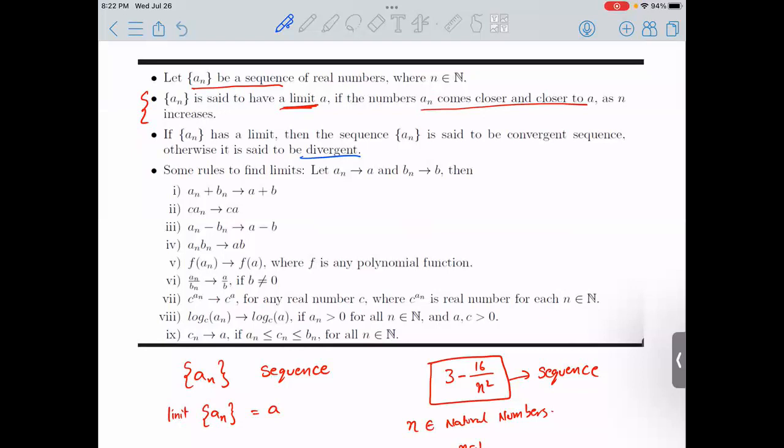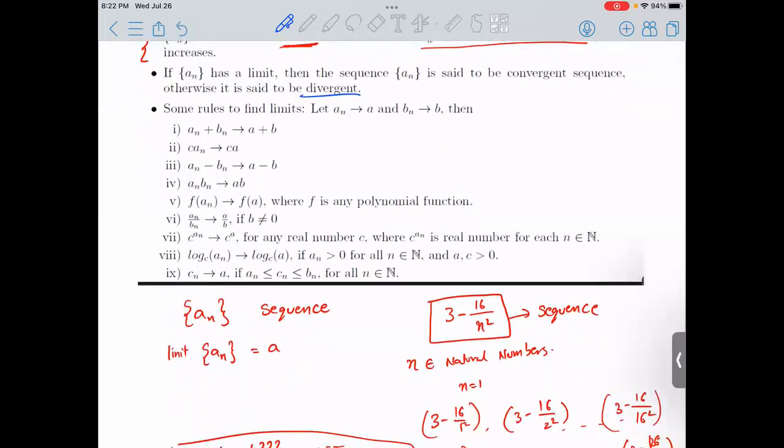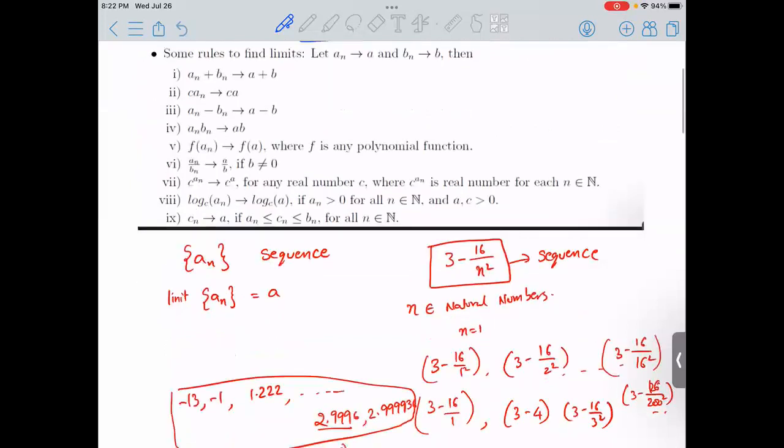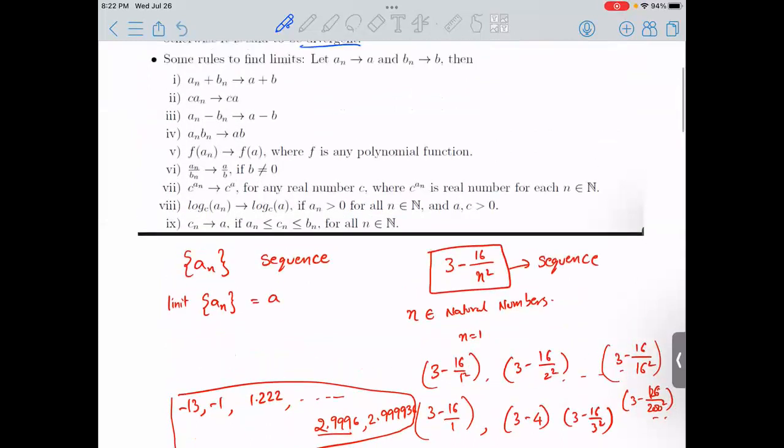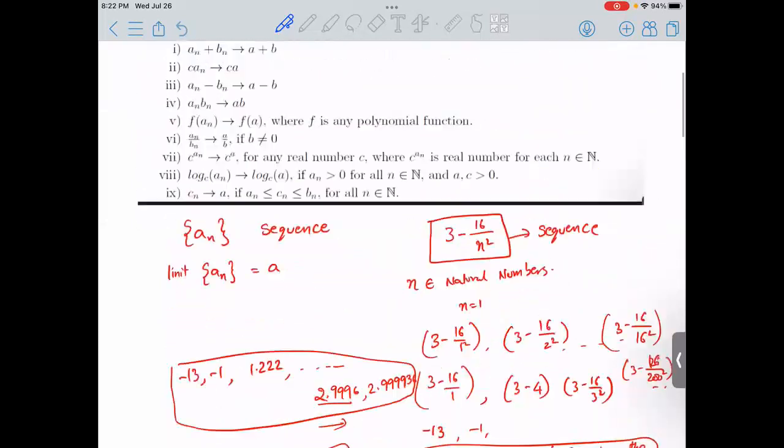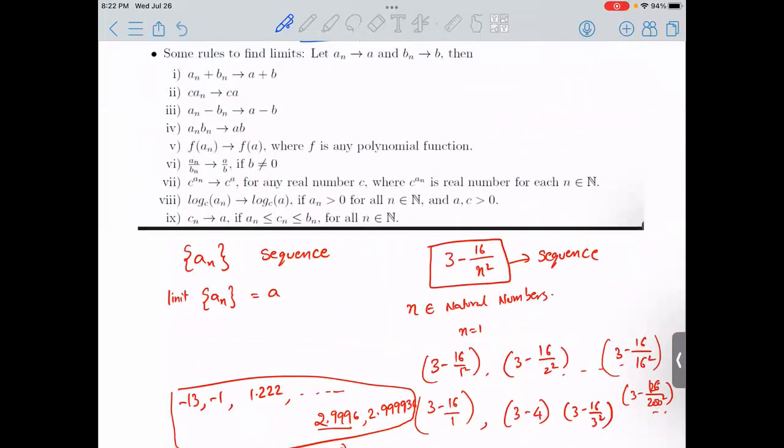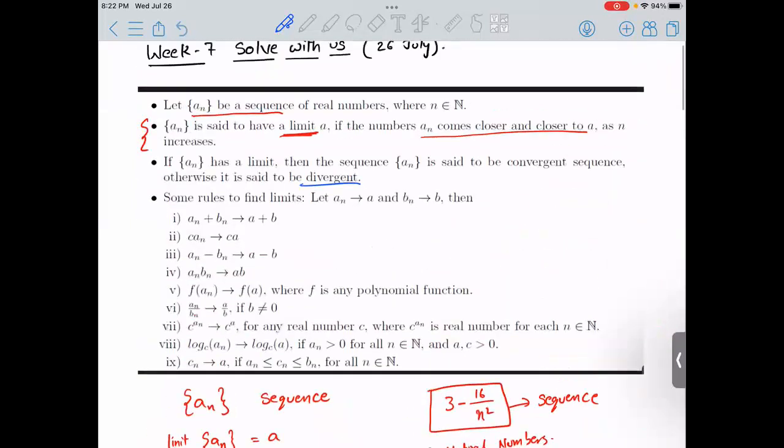These rules you can just understand. They are like the commutative property, like properties of algebra. But you have to be a little bit careful when you are applying this. Suppose the sequence an plus bn. If you know the limits, remember this: you can't add sequences, you have to add the limit values, a plus b. Are you getting the point? Don't add sequences.